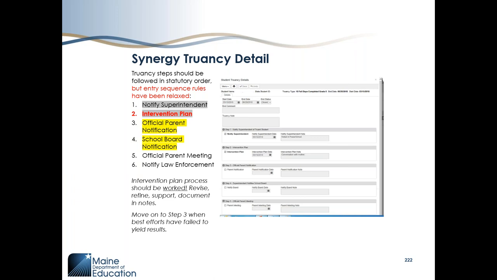So superintendent notification, parent notification, school board notification, and official parent meeting are optional to be put into the record. You still have to gather what the dates for those are, but the required steps in order are intervention plan, referral to law enforcement, and then any additional intervention.